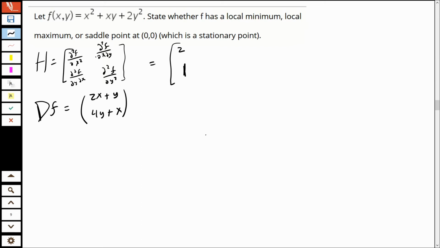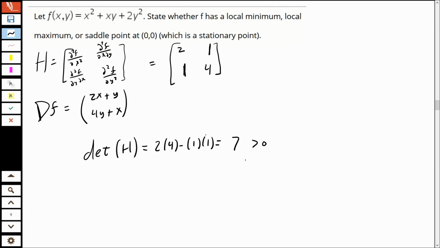And I know that these two are going to be the same, so this is also going to be 1. And then I need the derivative of this one with respect to y, the y derivative with respect to y, that's going to be 4. Okay, so to determine whether it's a local minimum, maximum, or saddle point, I'm interested in the determinant of H. So that's going to be 2 times 4 minus 1 times 1, which is 8 minus 1, that's 7, which specifically is bigger than 0.